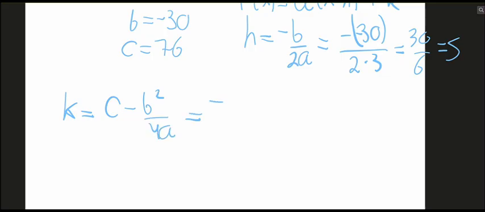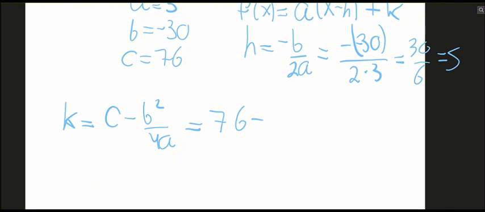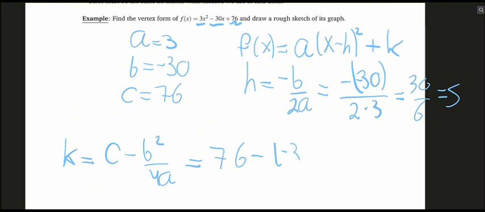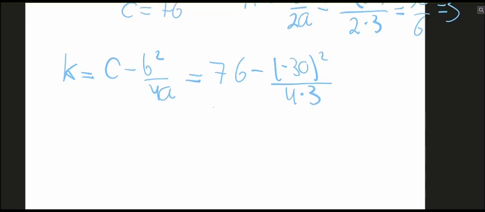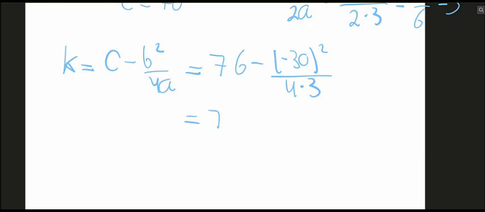So that c is going to be 76 minus 30 squared divided by what? Divided by 4 times 3. Okay? So if we simplify this, that's 76 minus 30 squared. Remember, minus squared makes a positive. Even powers kill the minus sign. So it's minus 900 divided by 4 times 3.